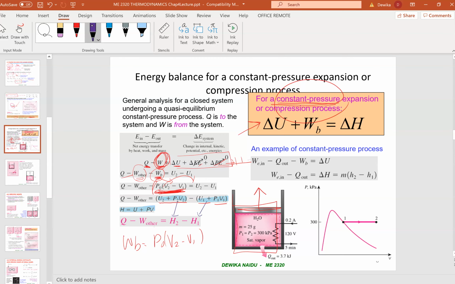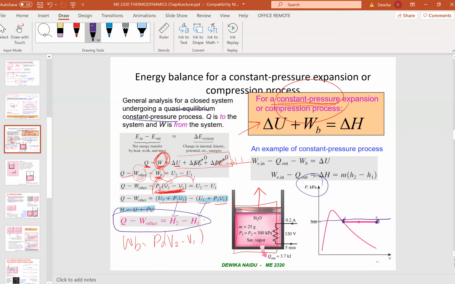So Q minus W other equals H2 minus H1. This is the formula. This formula can be used for quasi-equilibrium constant pressure processes. We'll be using this formula a lot in chapter 5. For graph representation, when you have a constant pressure, it's just a straight line, from your saturated liquid to your superheated vapor.